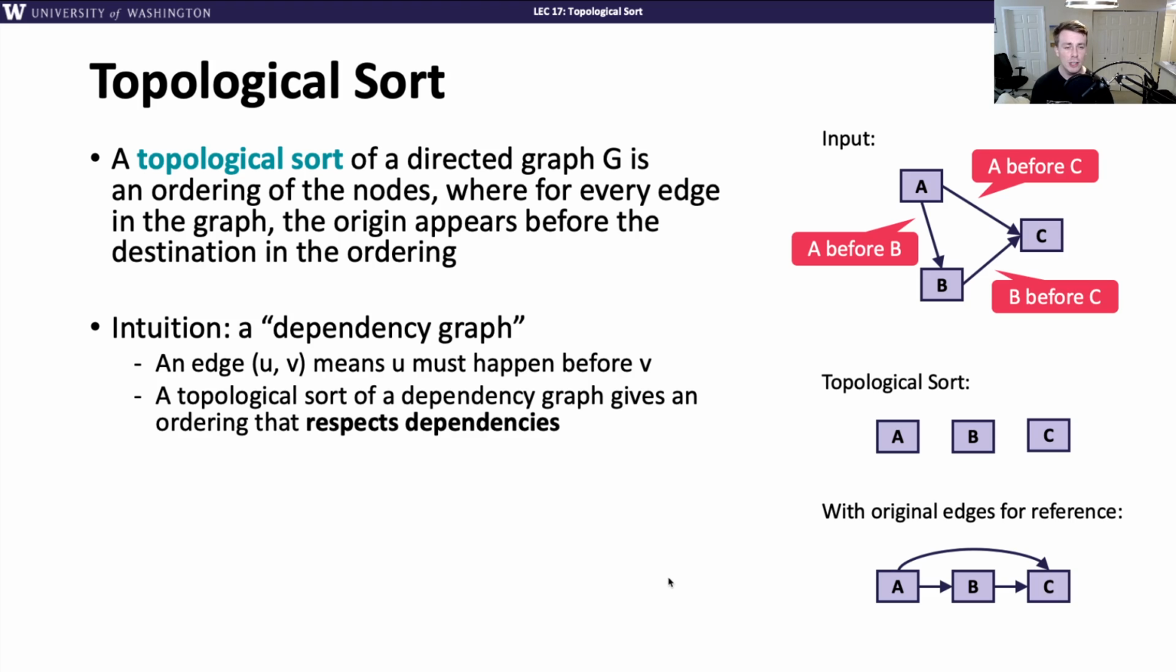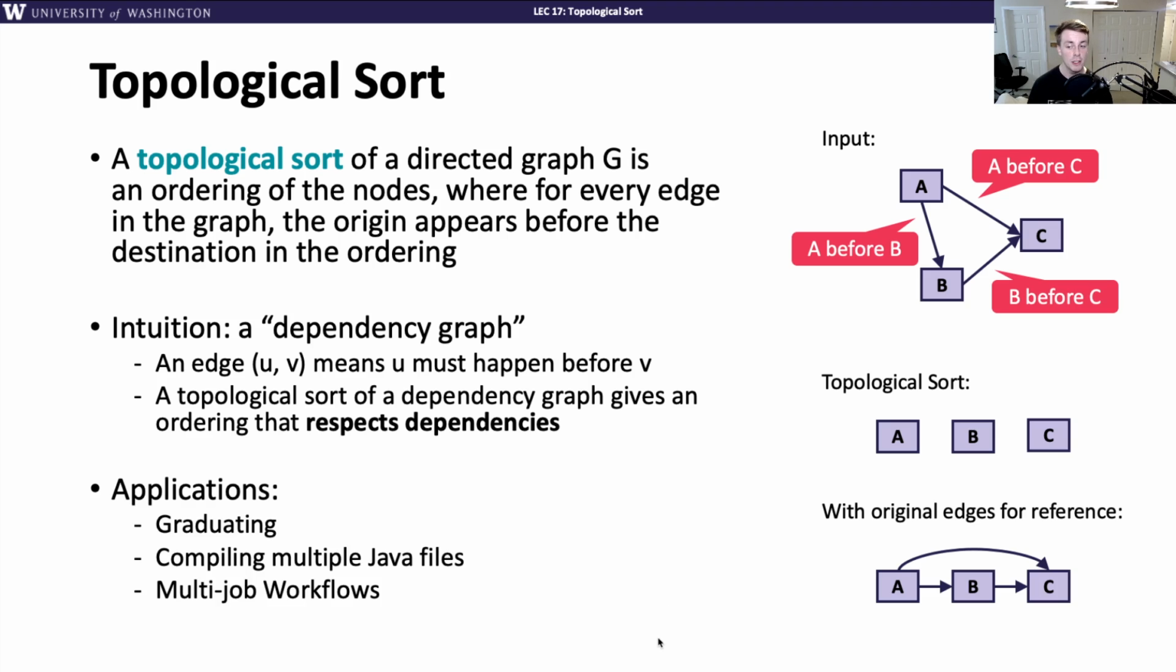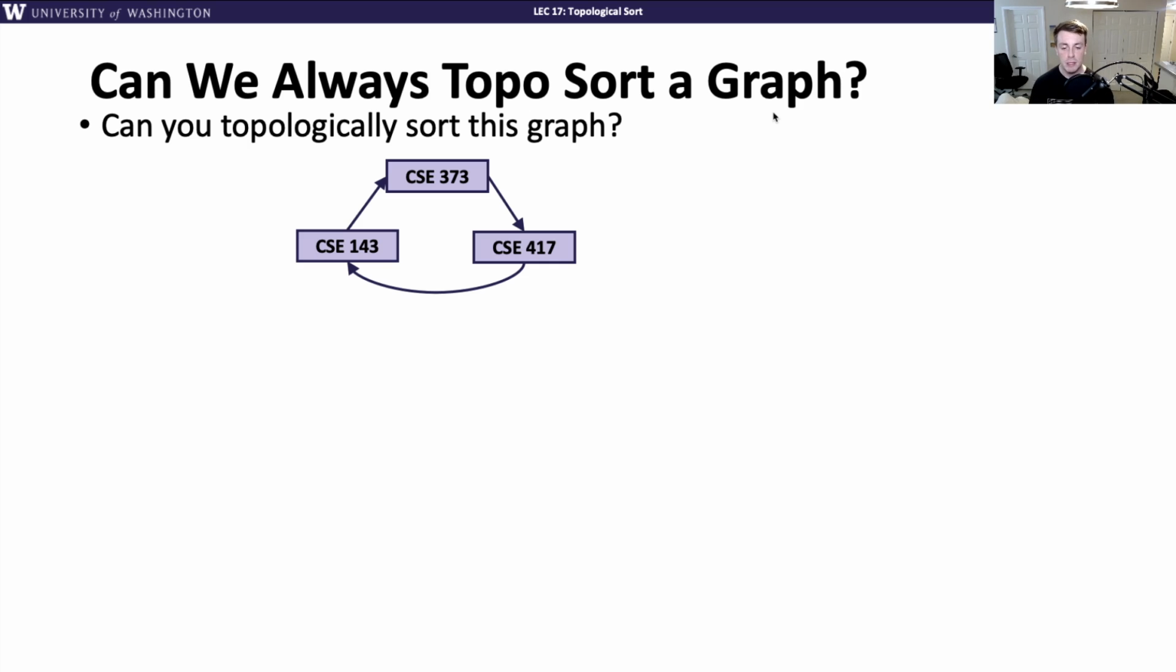Now, I mentioned courses as being one possible application of this idea of a topological sort, but they exist all over the place. So for example, I already mentioned graduating, where you want to take classes at UW and they have prereqs.